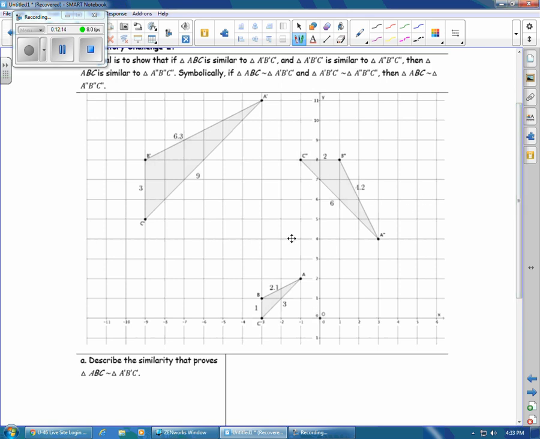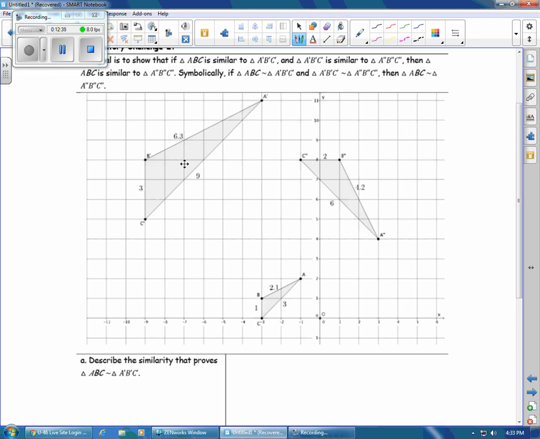Okay, how are we going to do that? First, we could check angle measures. I'm going to save us some time because working with a protractor here is really tough. The angle measures are congruent. So we're going to check and see if we can figure out some scale factors. If I want to get from this guy to this guy, what scale factor would I use?